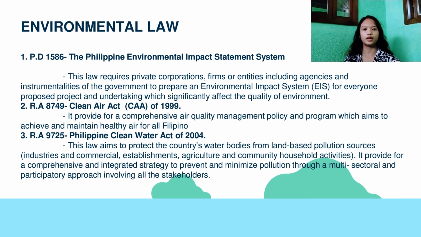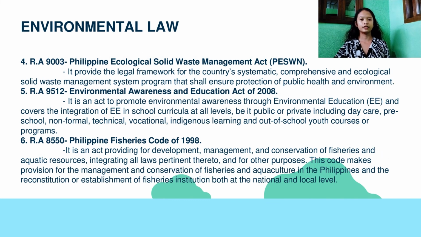Third is RA 9275, Philippine Clean Water Act of 2004. This law aims to protect the country's water bodies from land-based pollution sources like industries and establishments. Fourth is RA 9003. It provides the legal framework for the country's systematic solid waste management program that shall ensure protection of public health and environment. This act also ensures the proper segregation, collection, transport, storage, treatment, and disposal of solid waste.